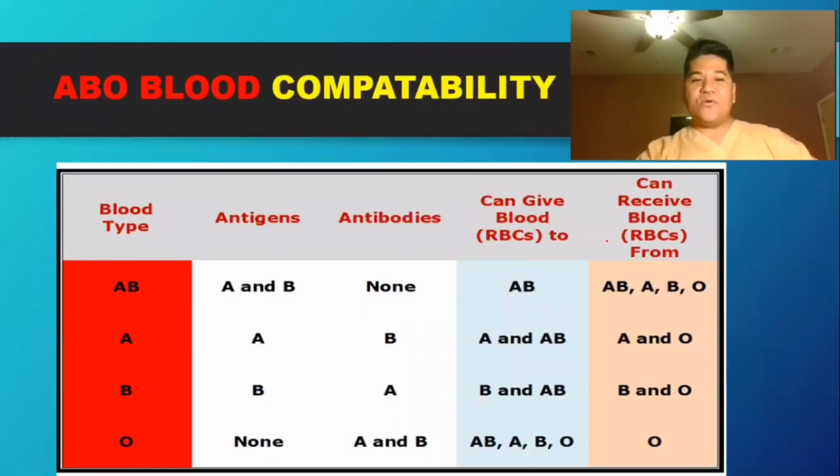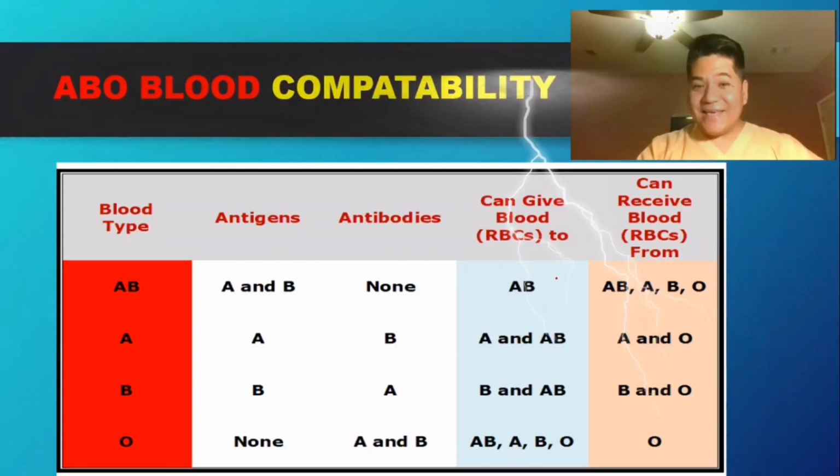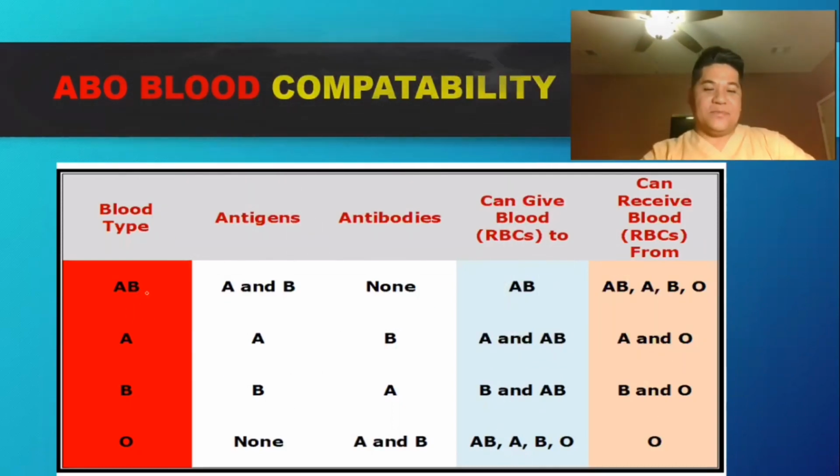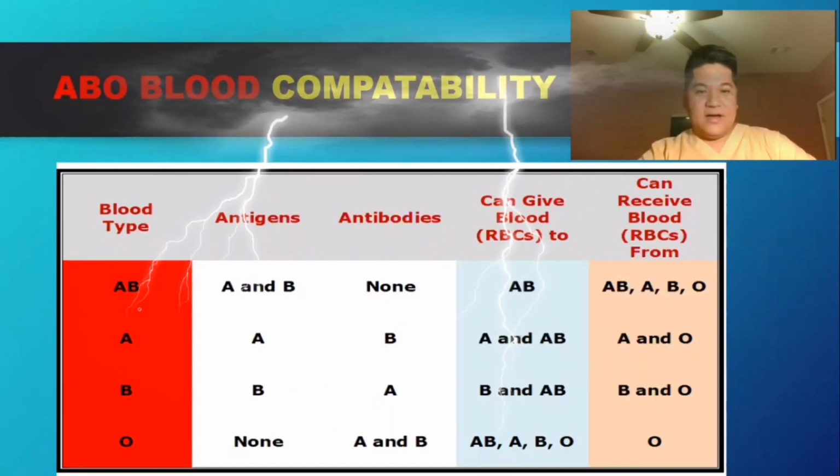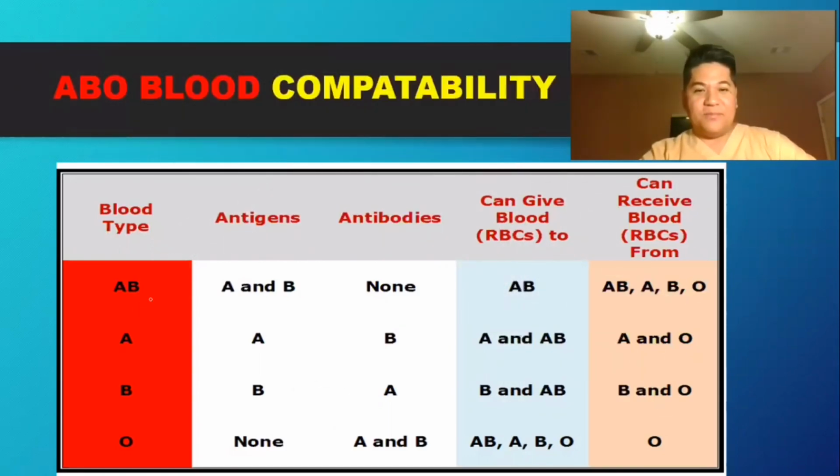Next, the ABO blood compatibility. These are the blood types. Remember this: sometimes they have positive and negative, but in NCLEX, they usually ask general questions, like what blood type we need, blood interactions, and what the signs and symptoms are of blood incompatibility. The blood types are AB, A, B, and O.